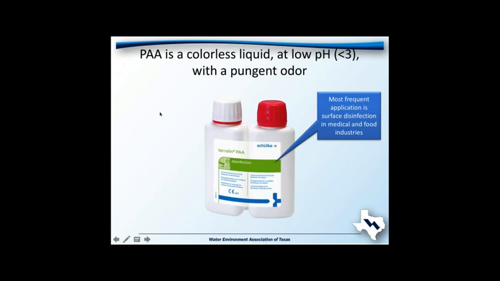PAA itself is a colorless liquid, and at low pH, it stays as liquid and it's colorless and it has an odor. It's most frequently used as a surface disinfectant. It's very effective for disinfecting bacteria in medical settings and in food and industry settings. So it's not very hazardous, but it does effectively disinfect surfaces when it's used in that application.